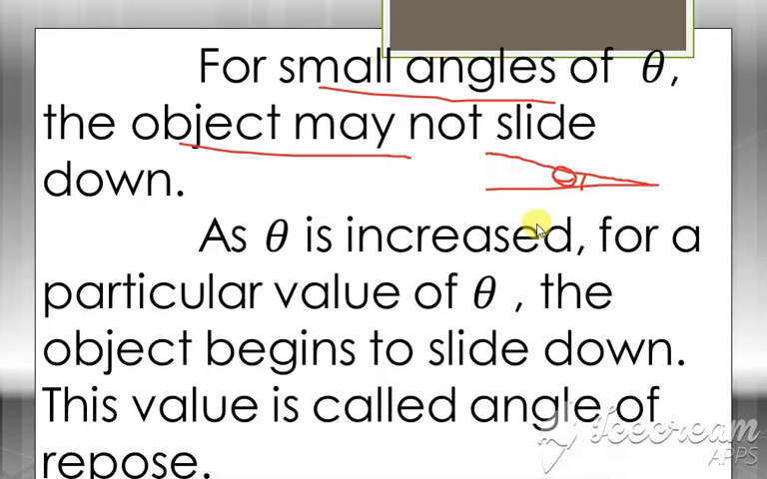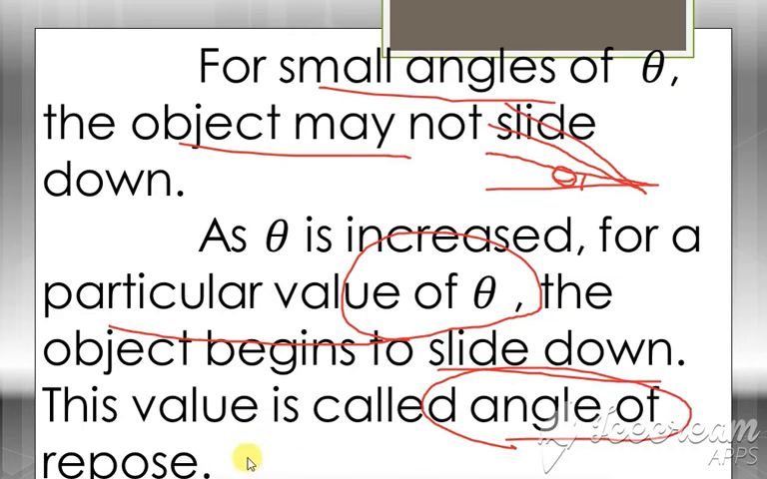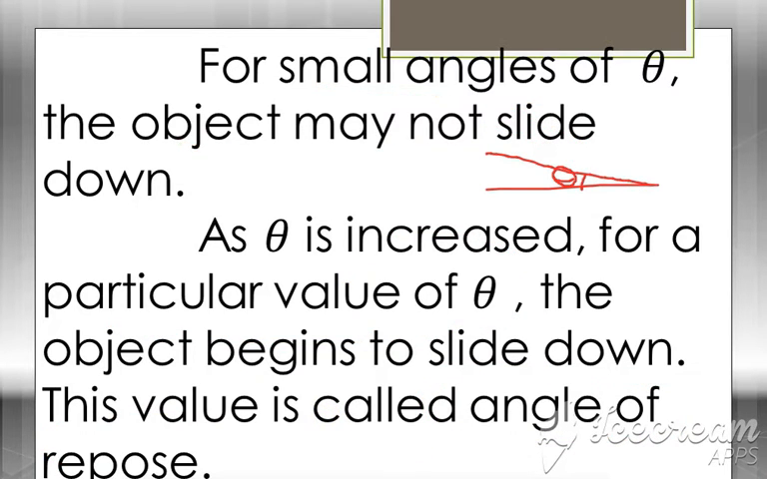For a small value of theta, the object may not slide down. As theta is increased, for a particular value of theta, the object begins to slide down. That angle is called the angle of repose. Okay, clear with what is angle of repose? For a small value of theta, the object may not slide down, and as you increase the value of theta, it begins to slide down.